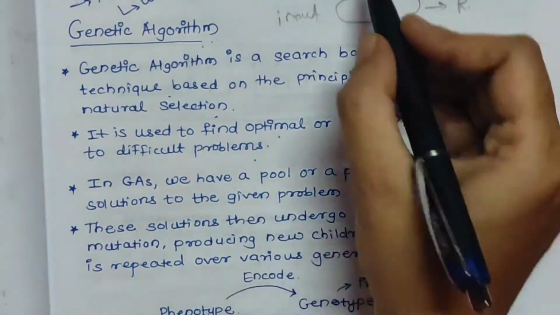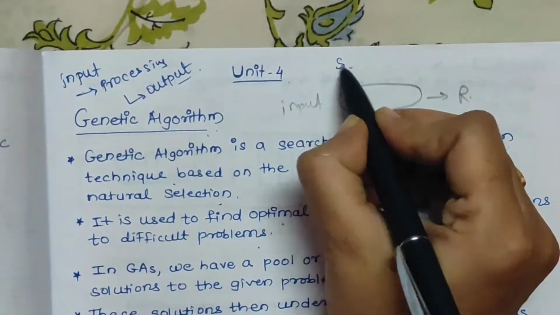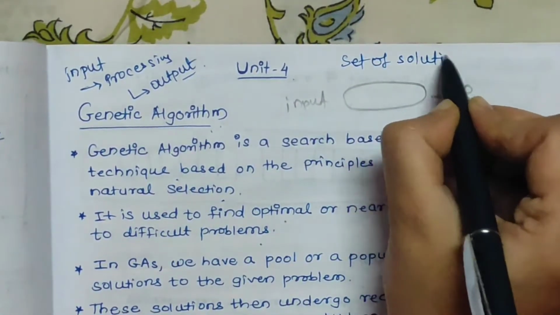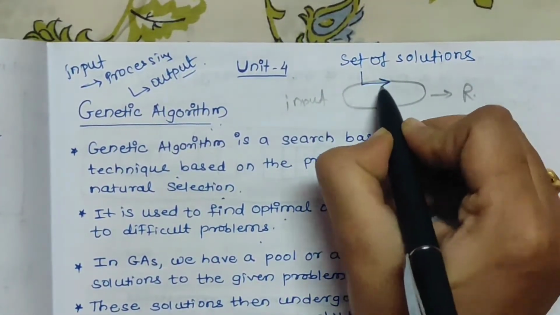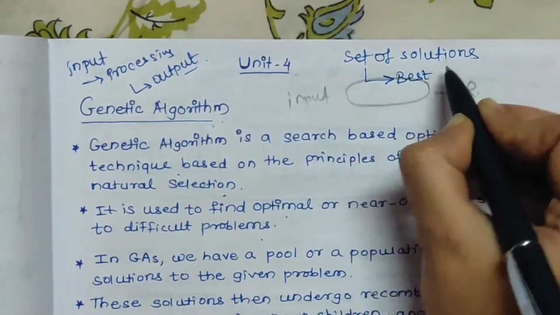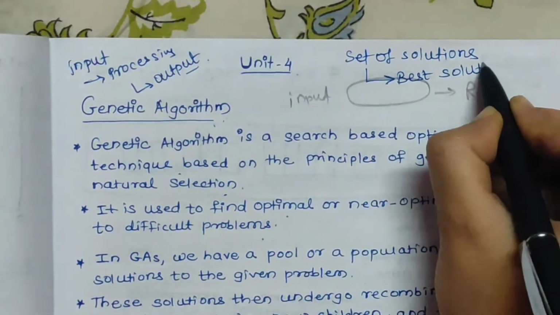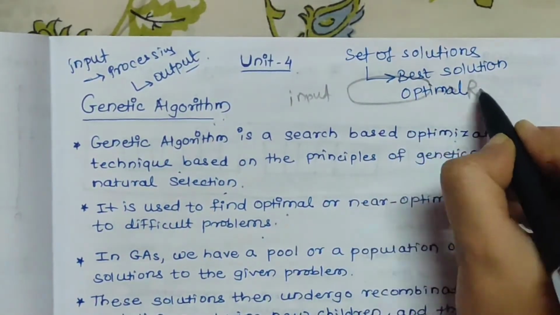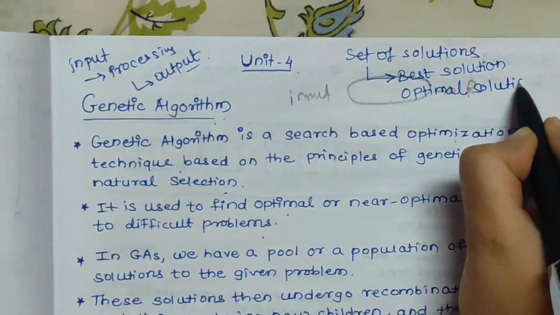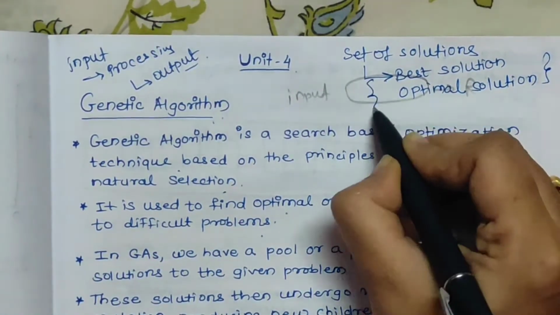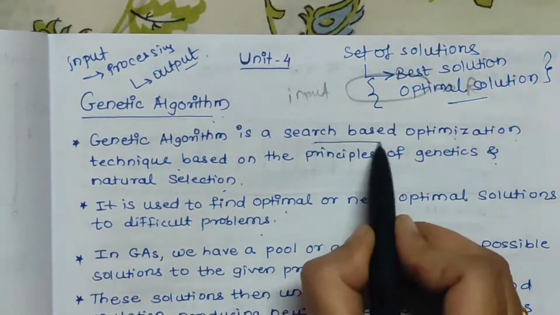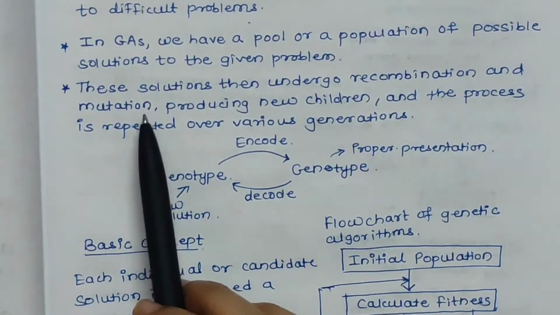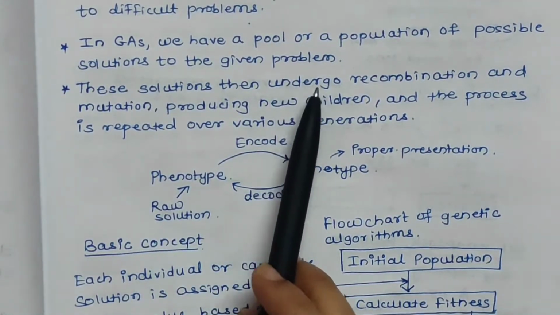That is, generally we have some set of solutions, and we have to find the best solution, or we can say optimal solution, from the available solutions. That's why we call it a search-based optimization technique. Now we will discuss some basic concepts in genetic algorithm.